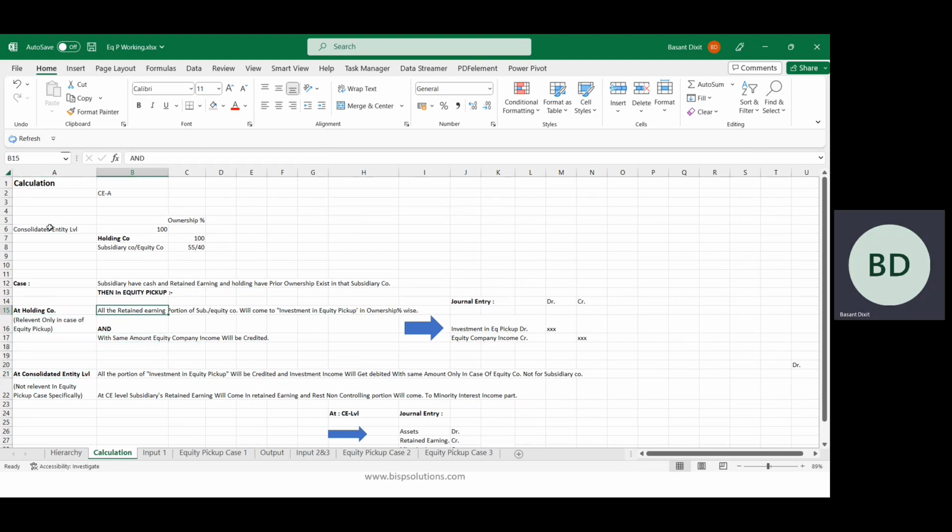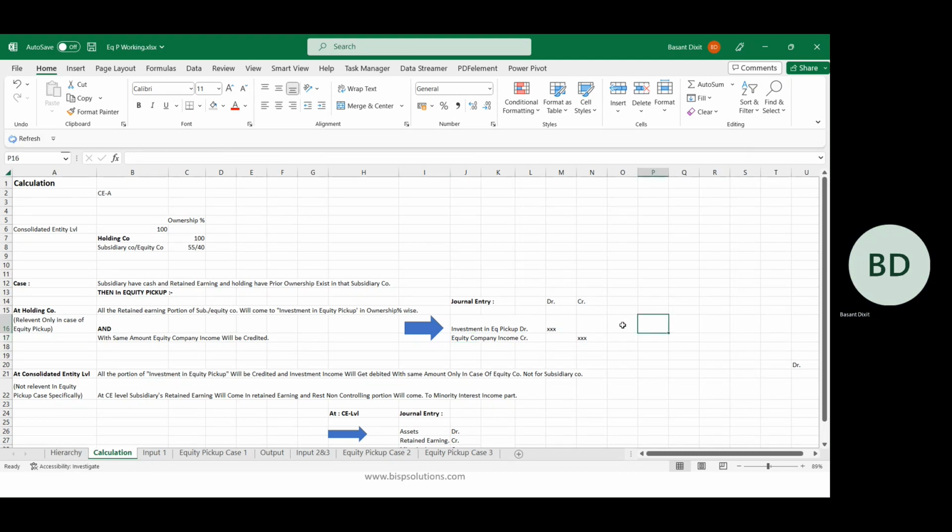Okay, after the retained earnings and equity investment come in, with the same amount, equity company income will be credited. Retained earnings is the parent of this account, the equity pickup, equity company income account. So what will the journal entry be? The journal entry will be: investment in equity pickup debit, equity company income credit.